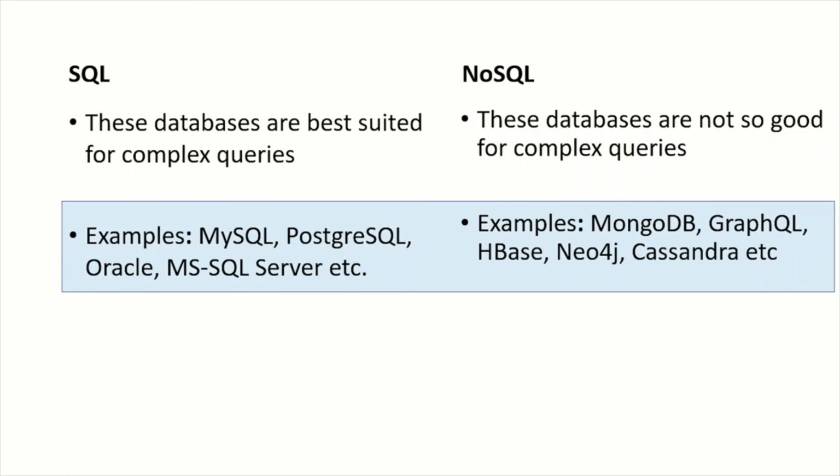Examples of SQL databases are MySQL, PostgreSQL, Oracle, MS SQL Server, etc. And the examples for NoSQL are MongoDB, GraphQL, HBase, Neo4j, Cassandra and all.